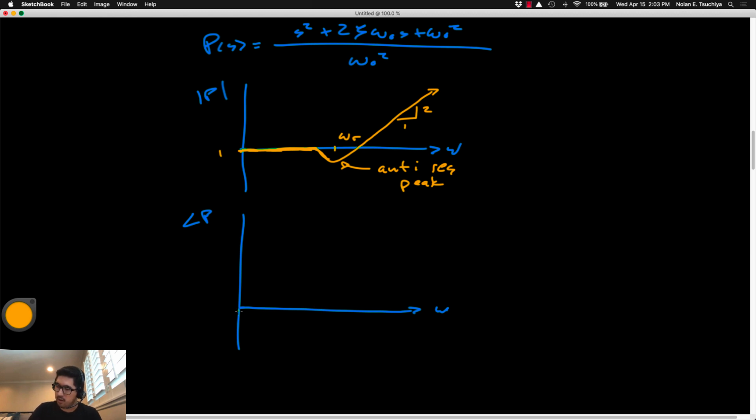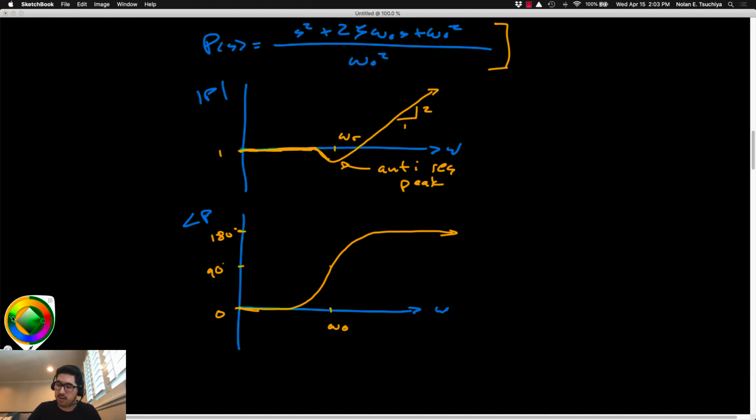And then on the phase, you'd start at 0. You'd end up at 180, passing through 90 degrees at the cutoff frequency, like so. So this is your typical Bode plot for a transfer function of this nature. Okay. Now the check again, the check here is to see if there's an anti-resonant peak or not. Right. In this case, for this transfer function, you'll either see something like this Bode magnitude plot in orange, or something like this Bode plot in green. Right. And again, you've got to check to see if there's resonance in the system.